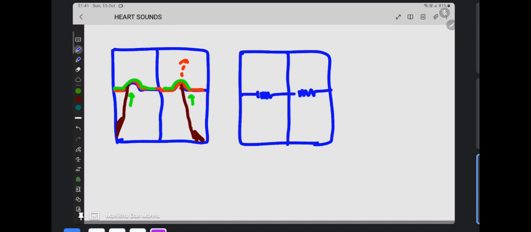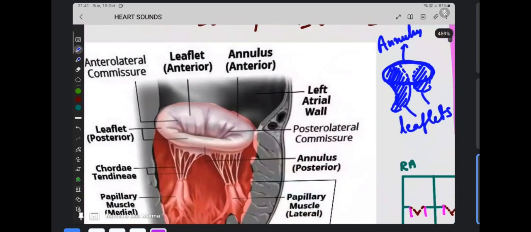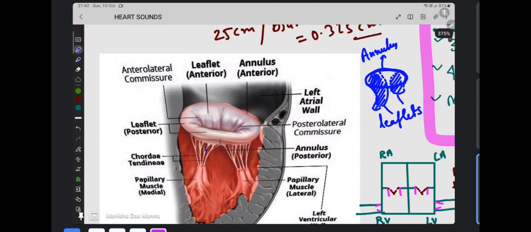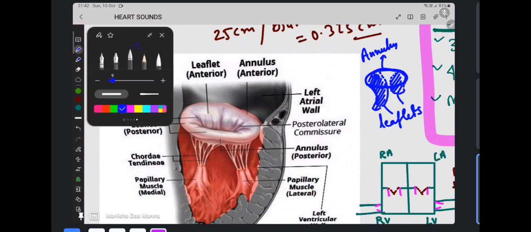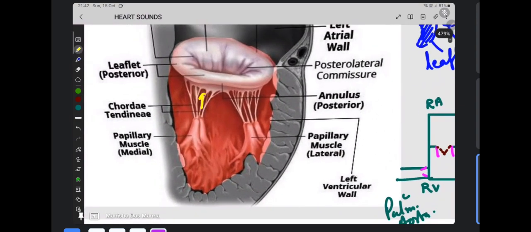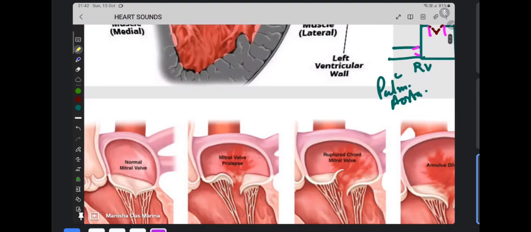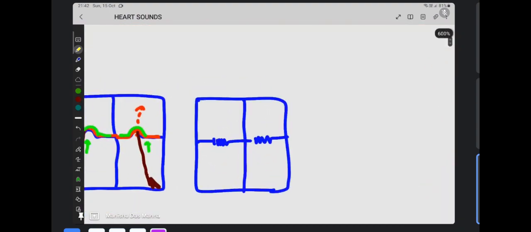Okay, closure of the valve. Now what happens? The chordae tendineae becomes taut, and the mitral valve leaflets start vibrating, up and down, up and down. The mitral valve and tricuspid valve leaflets start vibrating up and down.